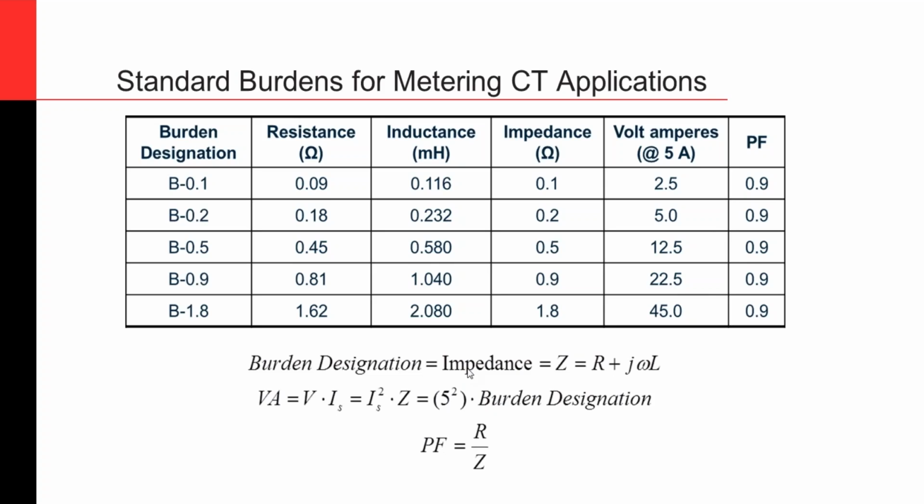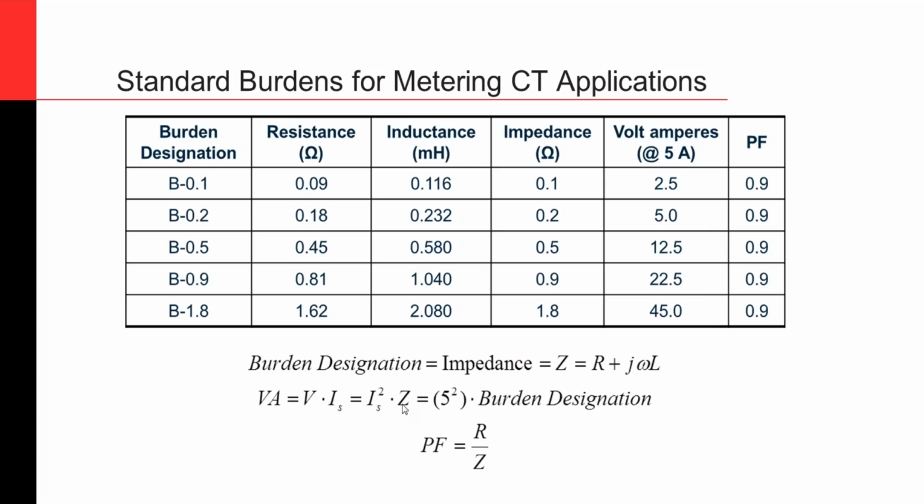Now, talking about the standard burden, the burden is nothing but the impedance offered by the CT circuit on the CT secondary itself, which is typically represented by Z. Again, it's nothing but R plus jωL, the resistance and reactance. Now, as I told you before, the burden is typically represented in terms of VA, which is nothing but V times the secondary current, V times IS, as mentioned here.